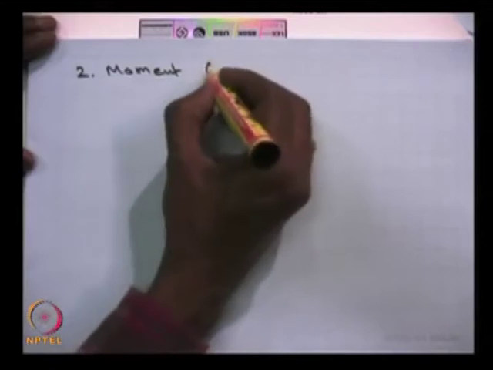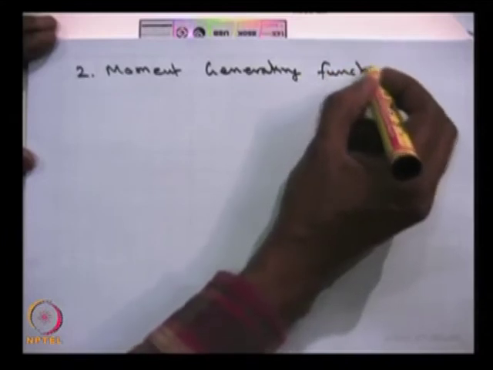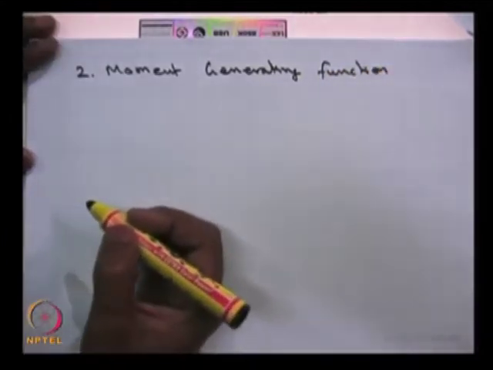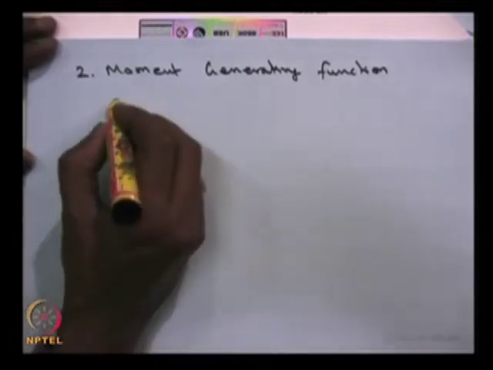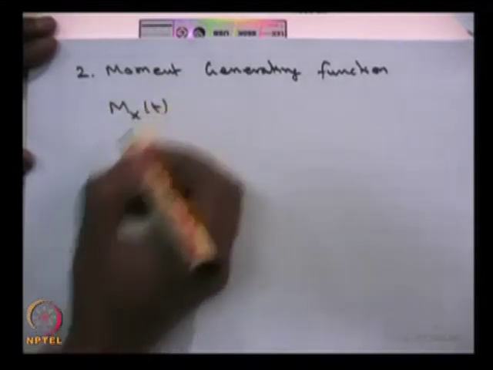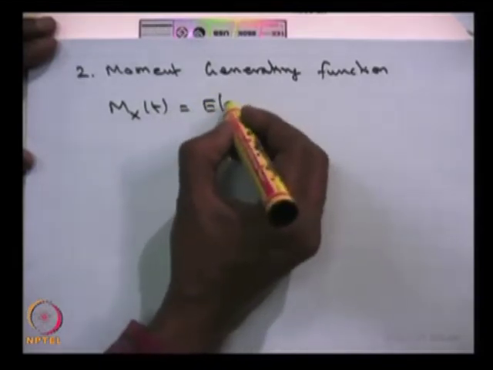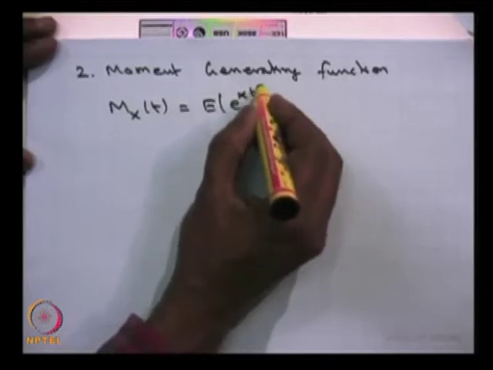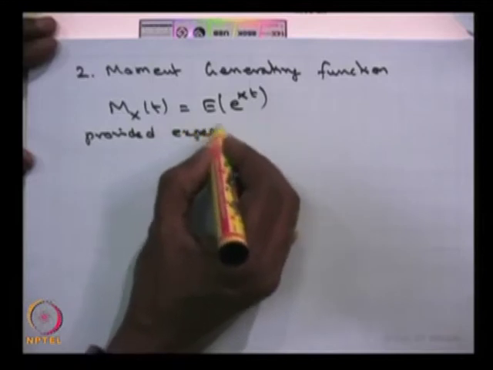The next generating function which I am going to explain is the moment generating function. The way we use the word moment generating function, it uses the moments of all order n. That means, it uses the first order moment, second order moment and the third order moment, and so you can define the moment generating function for the random variable X as a function of t, that is nothing but the expectation of e power X times t, provided the expectation exists. That is very important.